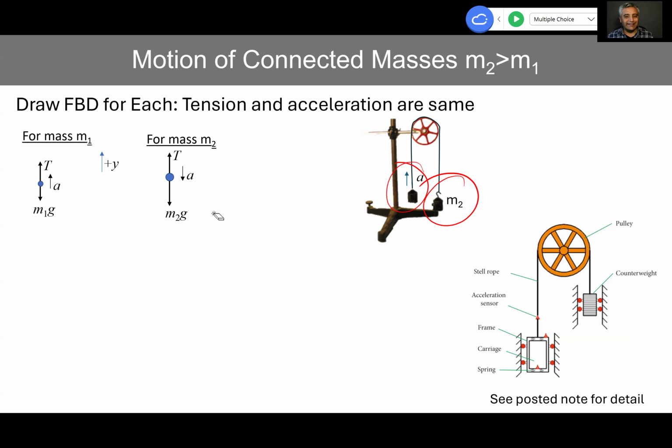This problem is done in the notes. If you want, take a look. I may briefly go through this one in the next class and move on to friction.